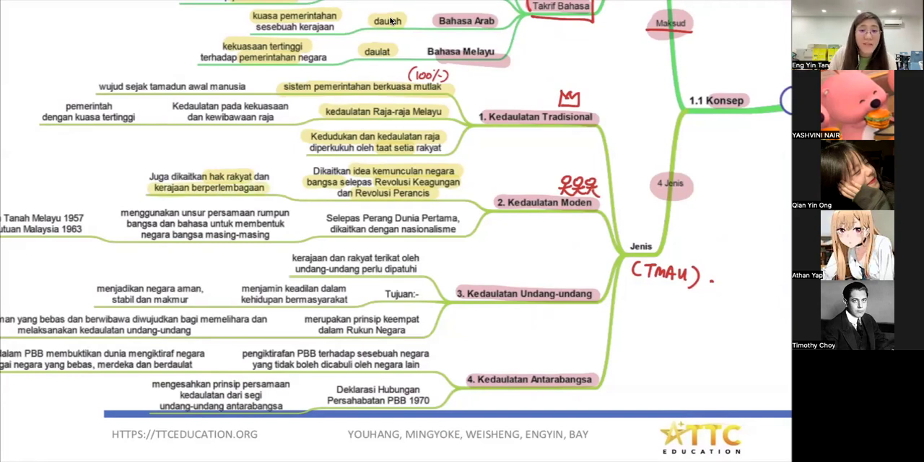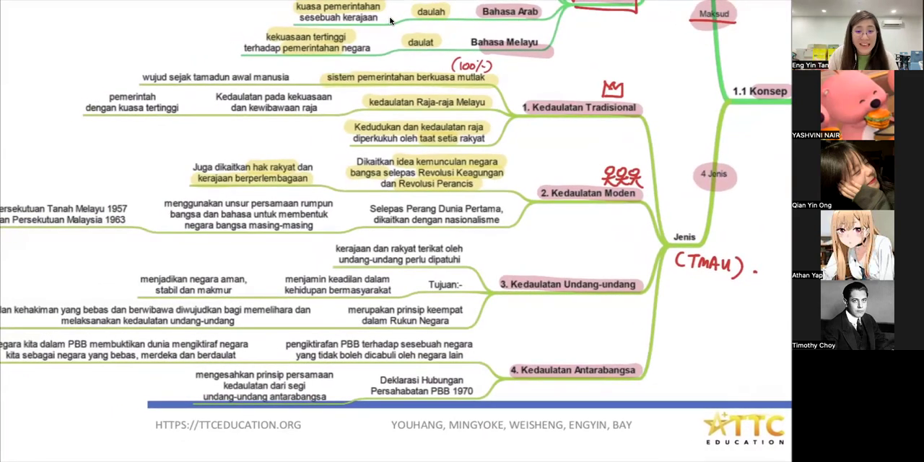Kerajaan berperlembagaan. Kerajaan berperlembagaan means the king creates the law to strengthen the government. Kerajaan means we still have the king leading the government, the kingdom. But right now, they create the law to manage the government. So the king and everybody, the government leaders and the citizens, everybody needs to follow the perlembagaan, follow the undang-undang tertinggi. That's why your Chapter 2 talks about the perlembagaan. Boleh faham?